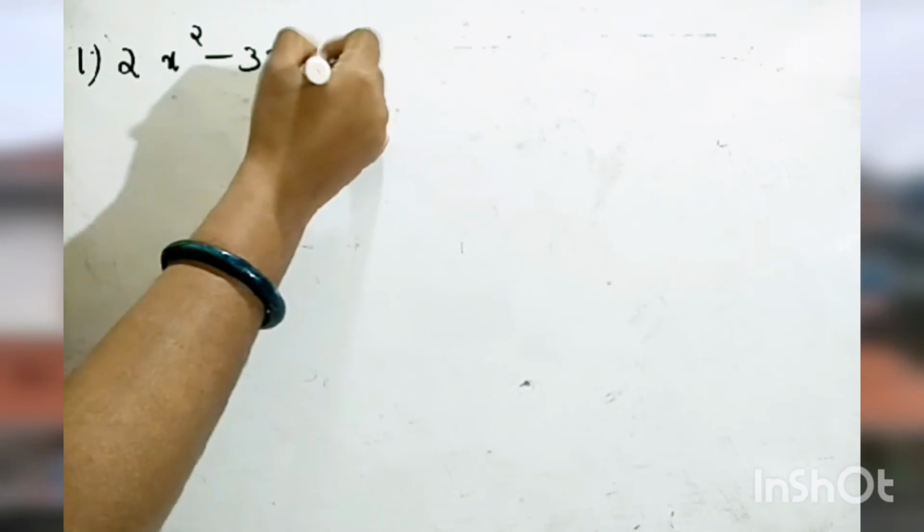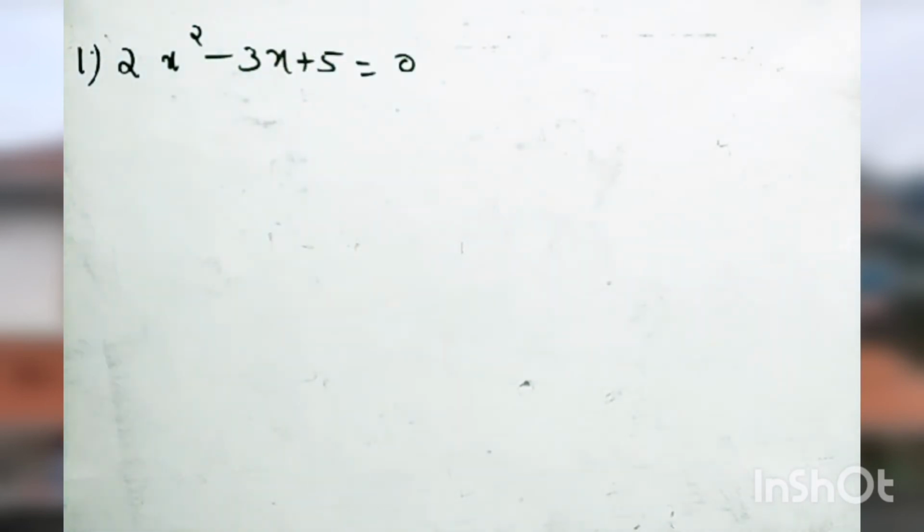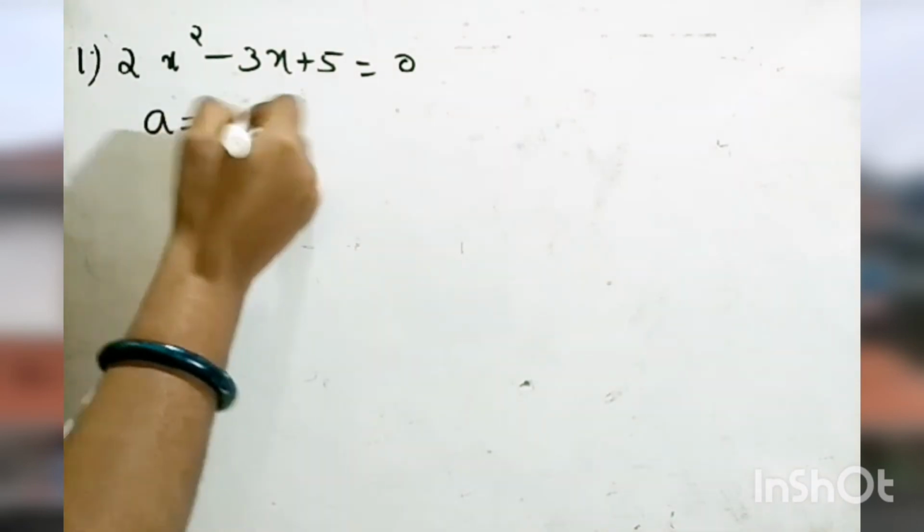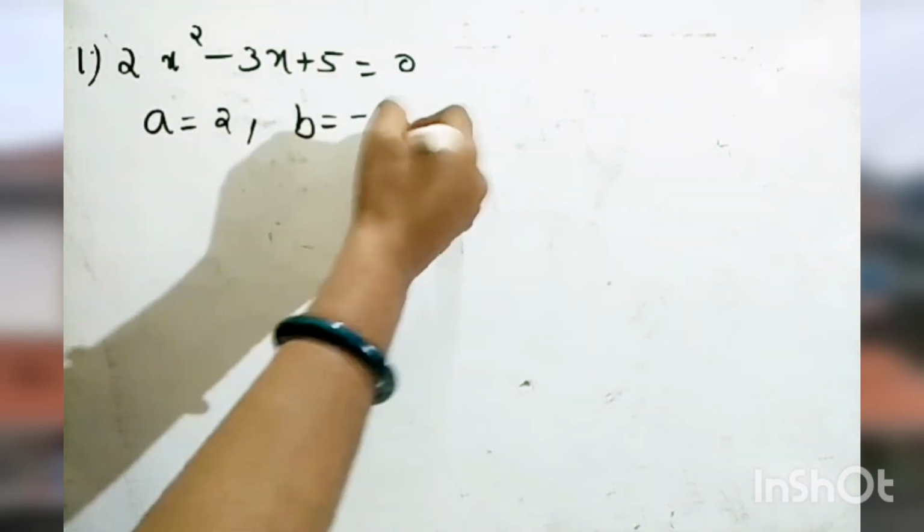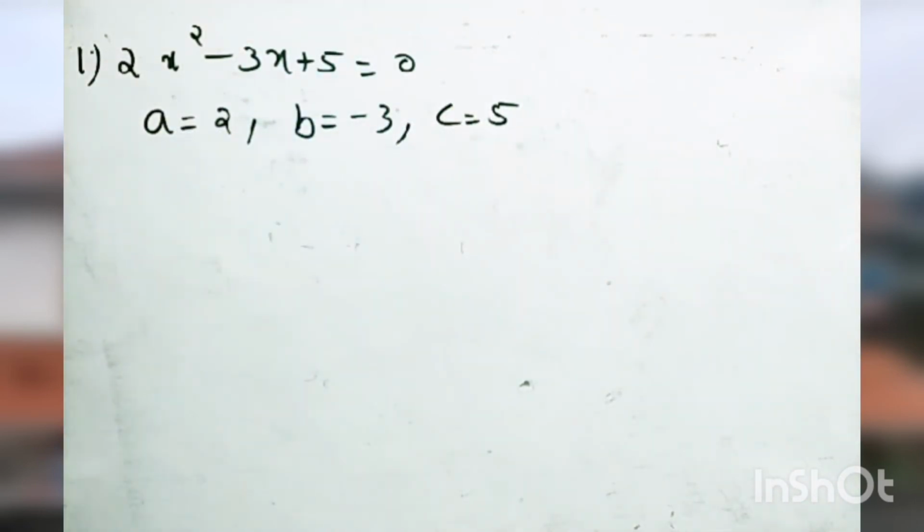First one. 2x square minus 3x plus 5 is equal to 0. So a is equal to 2, b is equal to minus 3 and c is equal to 5.